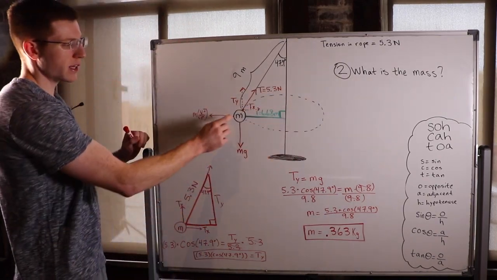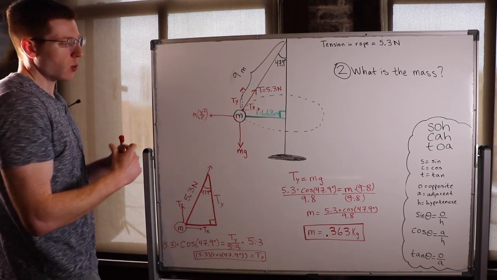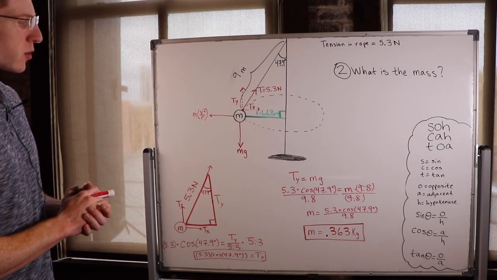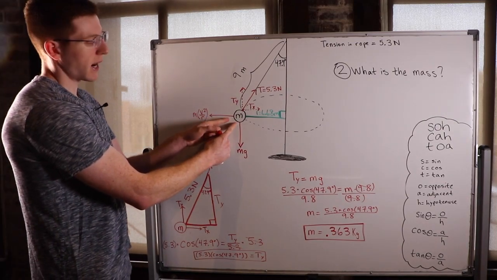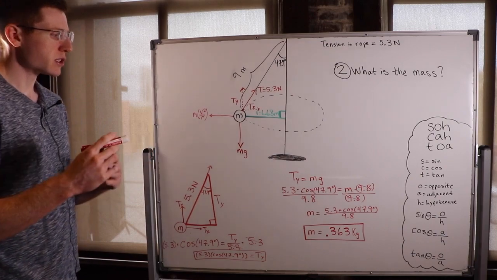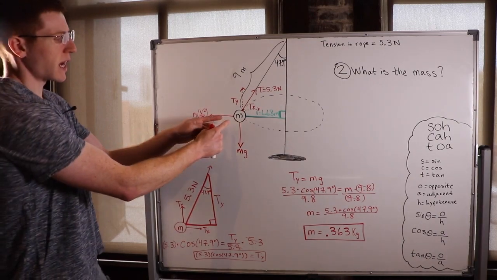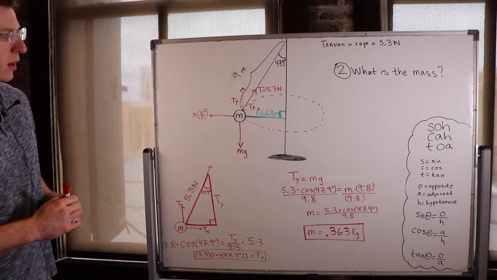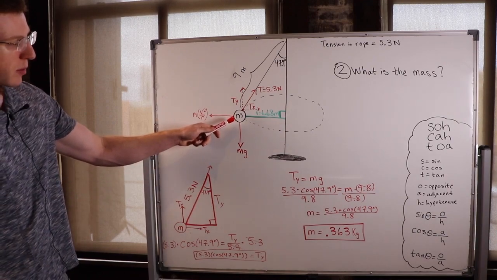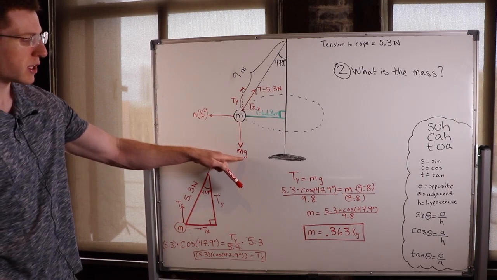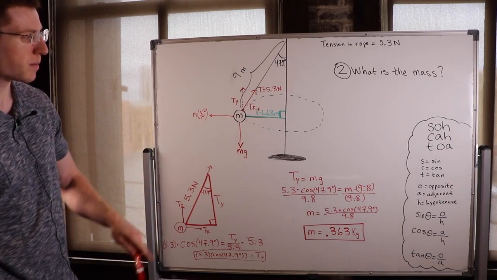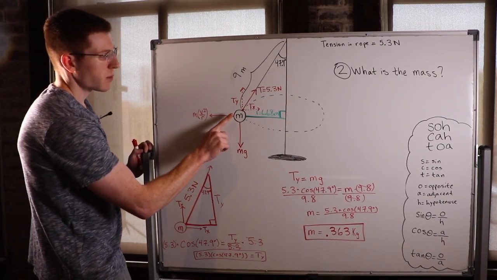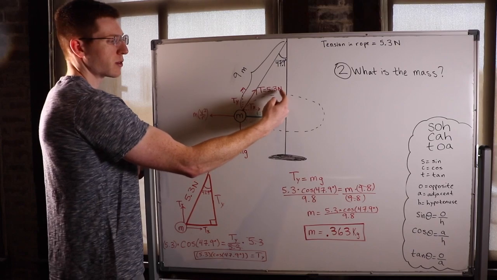Okay, the next question I'd like to ask here is, what is the mass? So in other words, what is this mass right here? Well, the way that you do this is you set up what's called a free body diagram for the mass. And what that means is you're essentially diagramming all of the forces acting on this mass. Well, to start off, we know gravity is always going to be pulling straight down with mg, mass times the gravitational acceleration.